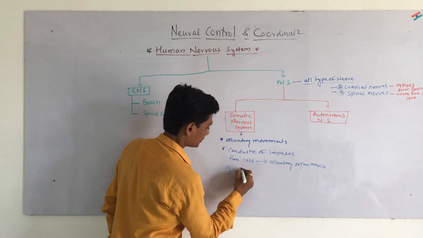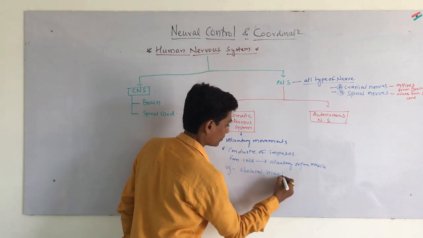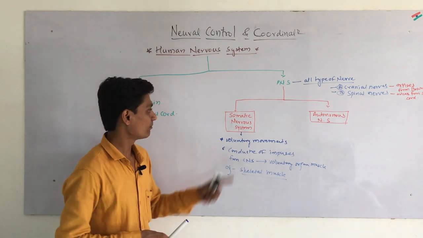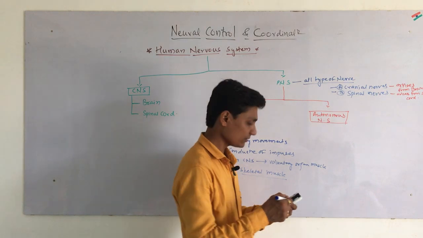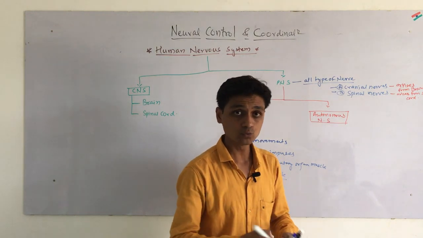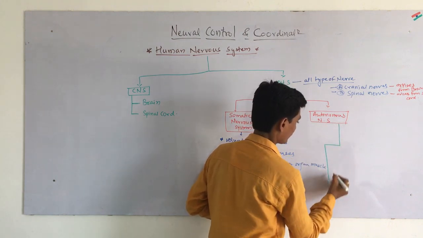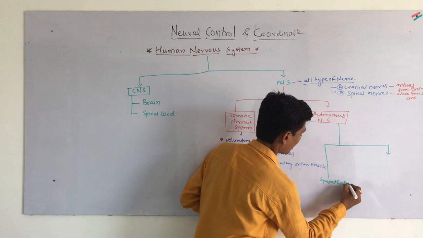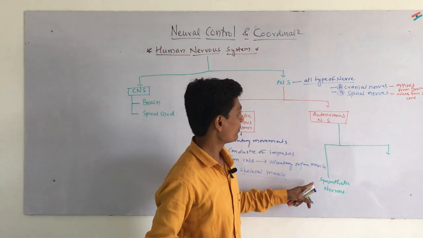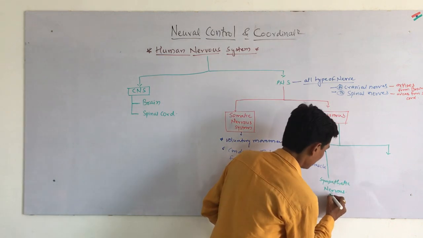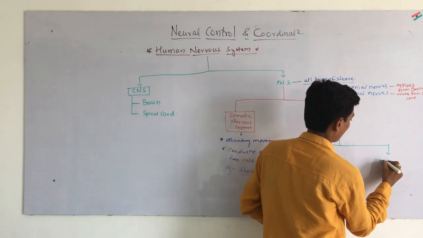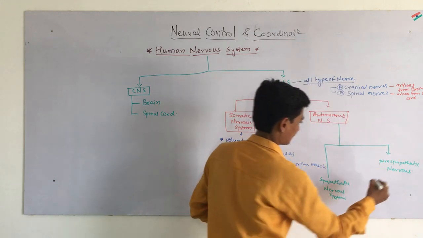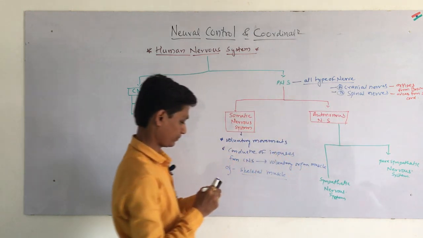The example is skeletal muscle. Here skeletal muscle is the voluntary muscle which is controlled by the somatic nervous system, while the autonomous nervous system again consists of two parts: first, the sympathetic nervous system, and second, the parasympathetic nervous system.